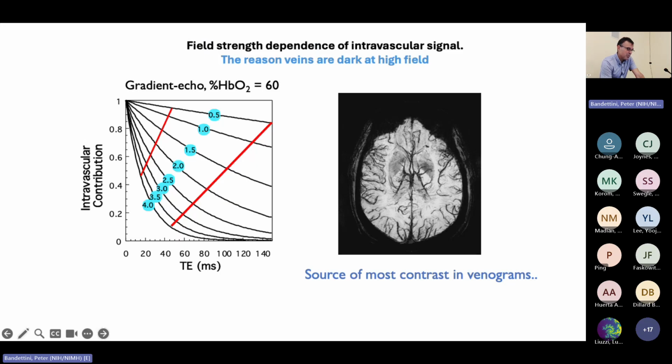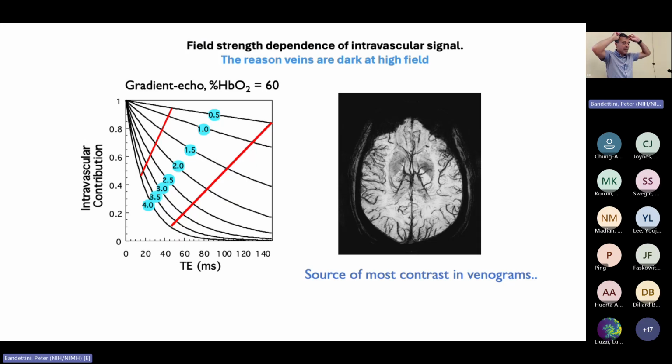And the intravascular contribution, which is a good thing, at 4 Tesla is about 0.2. It's still high enough to contribute some signal. At 7 Tesla, if you project down, it's going to be about 0.1, or 10% of the signal is intravascular. That's a good thing for BOLD because there's less intravascular signal. However, it's a great thing if you're doing venography.